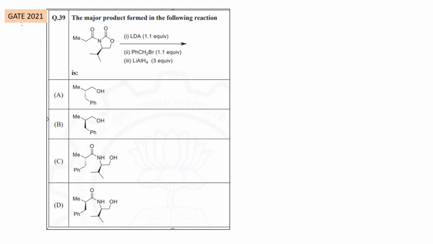Based on that, one question came in GATE 2021. They gave this substrate and LDA. You know, LDA is a base. And they gave this benzyl bromide, which is an electrophile, because bromine is here and can be removed easily from the system. So this is an electrophilic center. This is an electrophile.